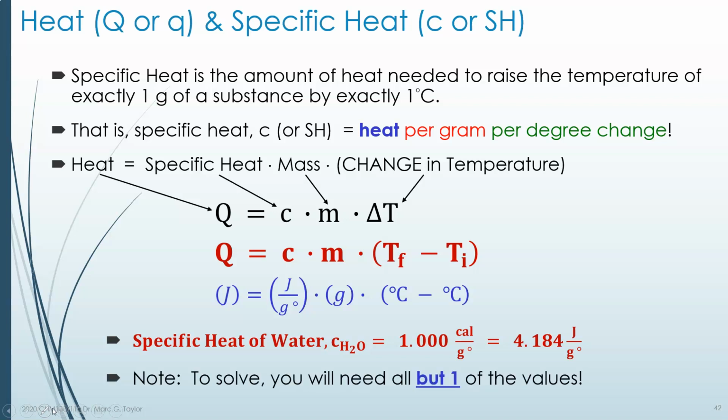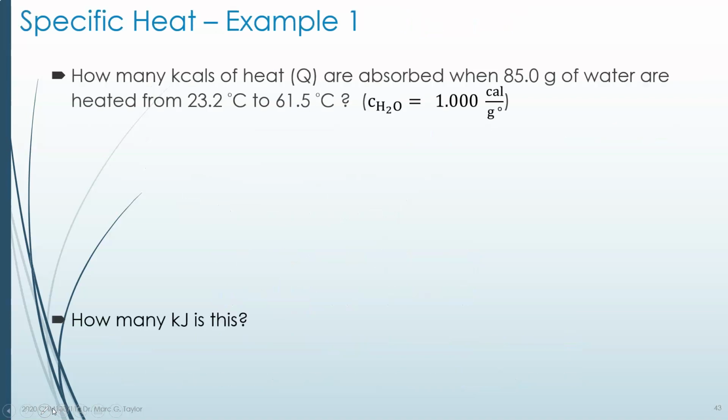So to solve this equation, all you need is everything but one of these values. If I gave you the specific heat, the mass, and two temperatures, the before and after, you could figure out how much heat was necessary to raise that object by a certain temperature. So let's look at that. How many kilocalories, so now we're talking about a different unit of heat, of heat, Q, are absorbed when 85.0 grams of water are heated from 23.2 degrees Celsius to 61.5 degrees Celsius? The specific heat of water is 1 calorie per degree gram.